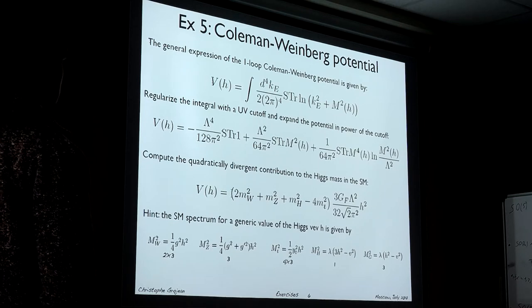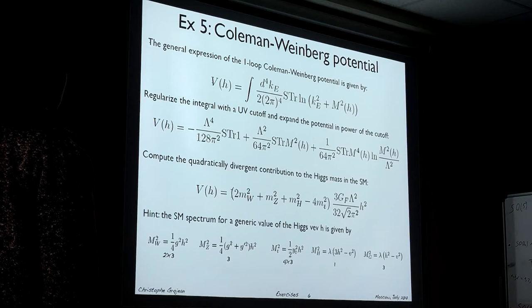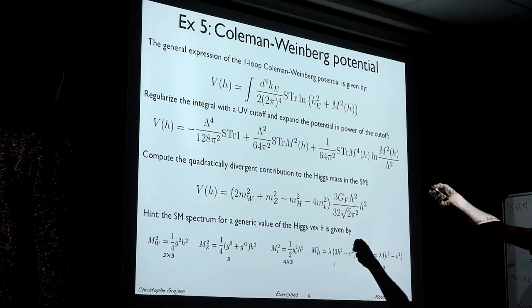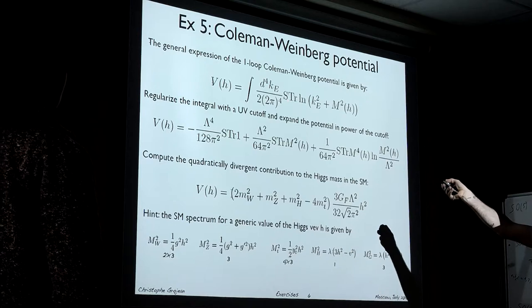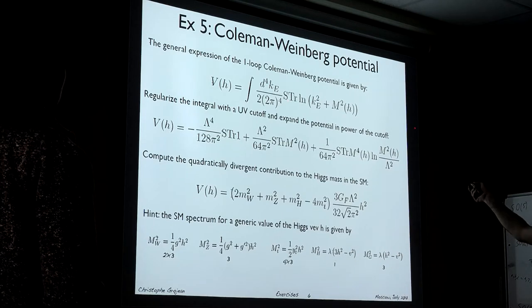In graphs like this. Yeah. Okay. And this will be the one-loop quantum correction to this classical potential.